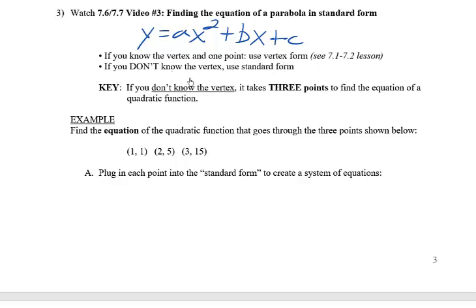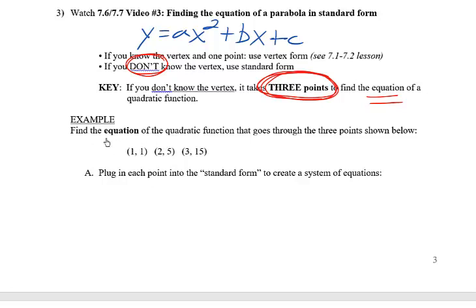We're just dealing with the case now where you don't know the vertex, in which case standard form is the way to go. Now here's the crazy part. If you don't know the vertex, you actually have to know 3 different points on the parabola if you want to find the equation. The reason is that there are 3 constants in standard form. Let's take a look at the example problem.